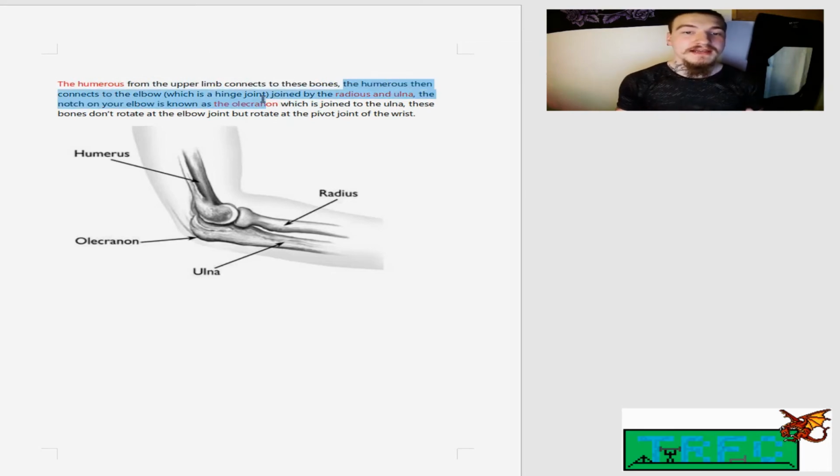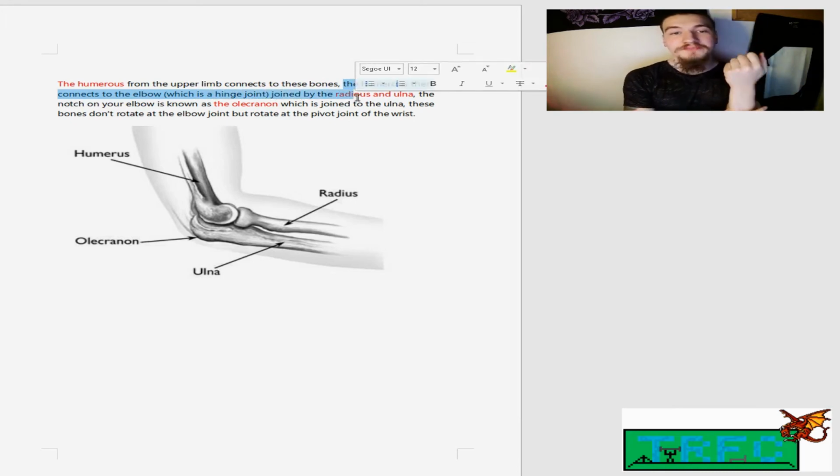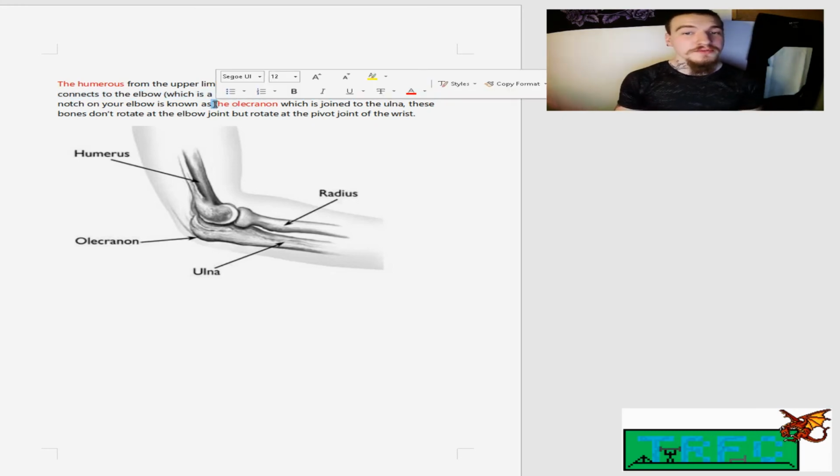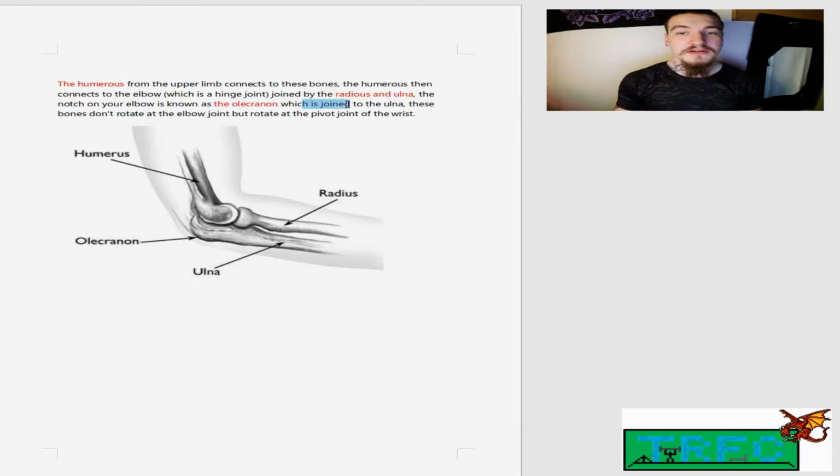The humerus then connects to the elbow, which by the way is a hinge joint, joined by the radius and the ulna. Now the notch in your elbow is known as the olecranon, which is joined to the ulna. Now these bones here at the elbow don't allow for rotation. The rotation actually happens down at the pivot joint in the wrist. As you can see here, you've got the humerus from the upper body, you've got the olecranon, which is joined onto the ulna here, and then the radius.